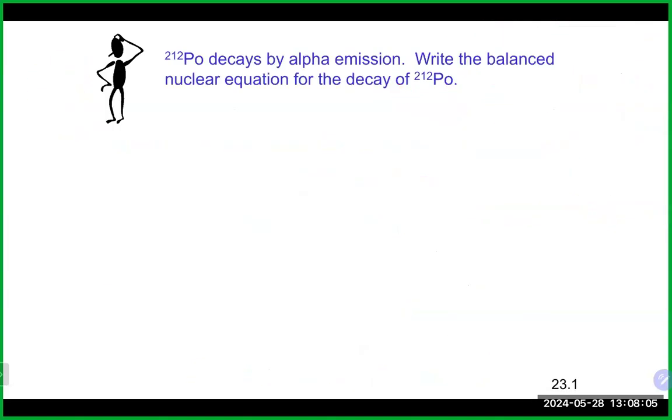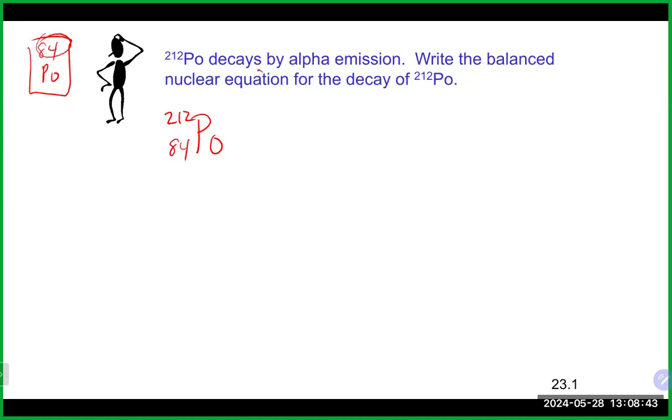So if we take a look at this one here, we want to write out the equation for the alpha decay of PO212, and we want to write the balanced equation. So the first thing is we know that we have PO and we have 212. We could go to the periodic table and find PO. If we look on the periodic table, that is 84 there. That is our missing atomic number that we could get.